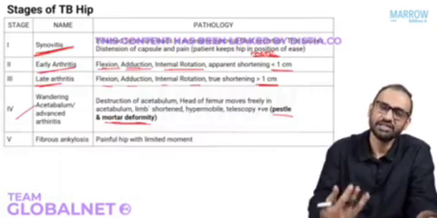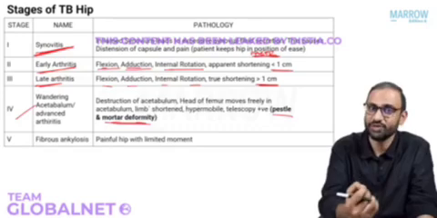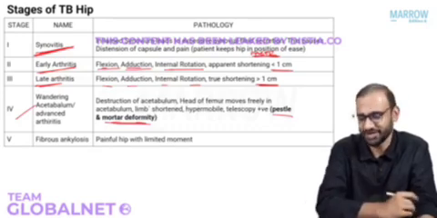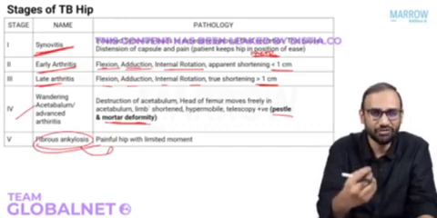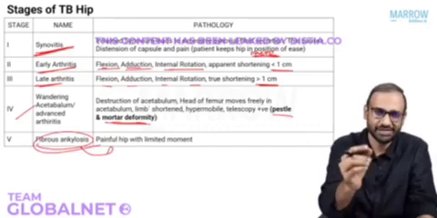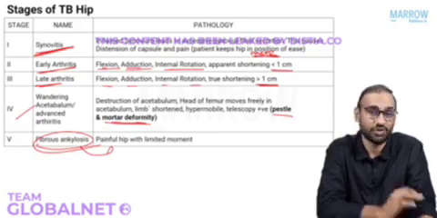And finally, the last stage of tubercular arthritis is ankylosis. And can you tell me which type of ankylosis? Yes, it's fibrous ankylosis, where there is a painful, a little bit mobile, unstable hip. These are the stages of tuberculosis of the hip.